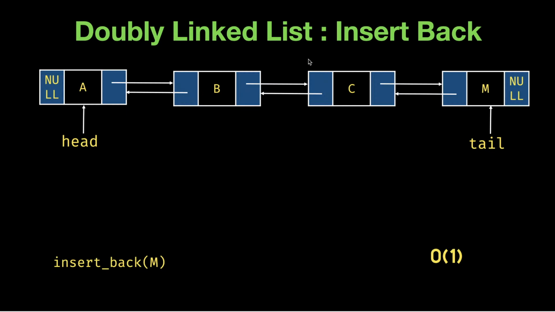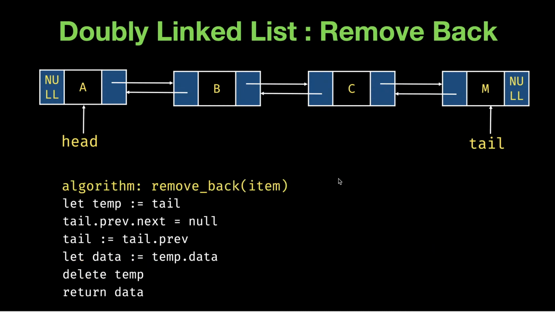Actually, if you remember, in the singly linked list the insert back operation was O(n), but in doubly linked list we have O(1), because we already have access to the tail pointer. So let us see how we can remove from the back.